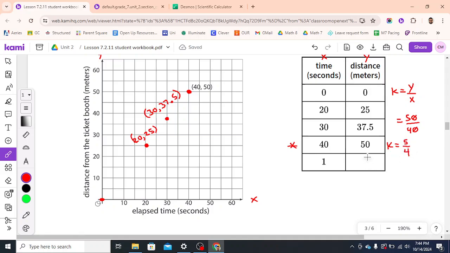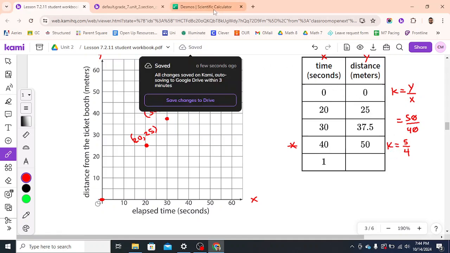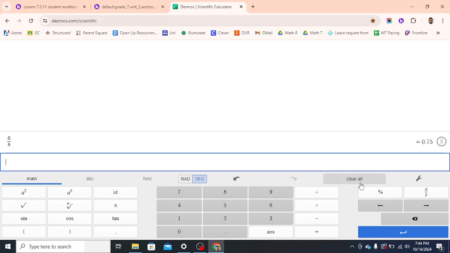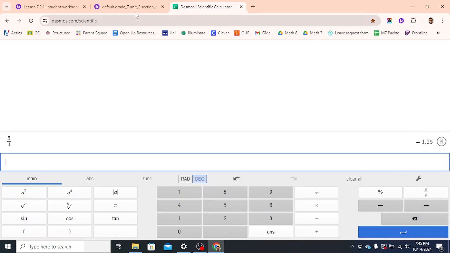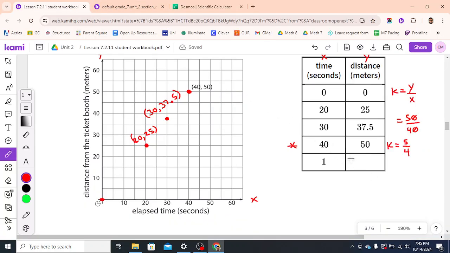But that really doesn't help us for this part here because, again, we're looking for it as per 1. We want the unit rate. So this, again, is a nice constant of proportionality. But a unit rate, I'm just going to go ahead and look at my Desmos calculator. I'm going to clear all. I'm going to type in 5 divided by 4. And that gives me a 1.25 for my unit rate. Which basically tells me for every second he walks, he's going to do a distance of 1.25 meters. So let's see.